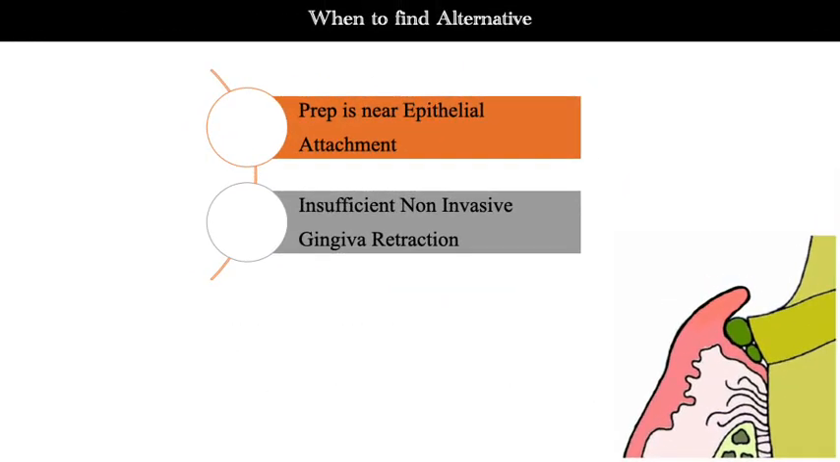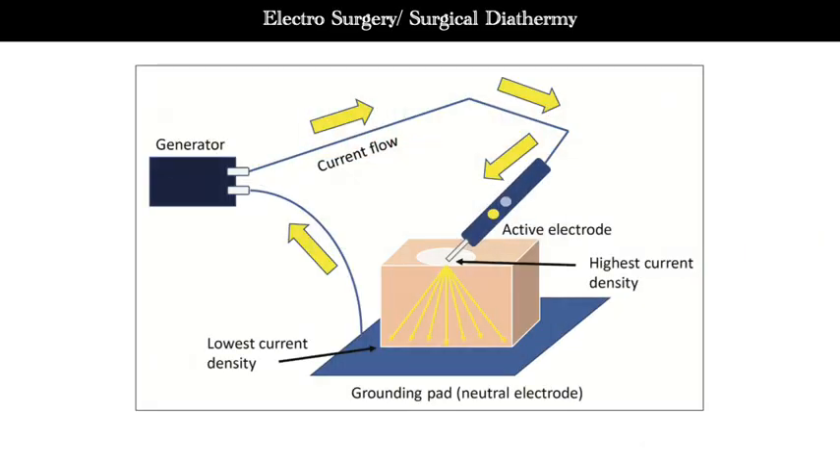Now, when to find an alternative? That would be definitely when your conventional retraction method is not good enough to deflect the sulcular epithelium. Then we have to look into alternatives. One of the alternatives would be to chop it off and then go ahead with the restorative procedure of choice. Now, this chopping off could be done by a surgical method. We could use the conventional surgical method as well as other surgical methods such as electrosurgery, which is otherwise called surgical diathermy, lasers, and so on and so forth.